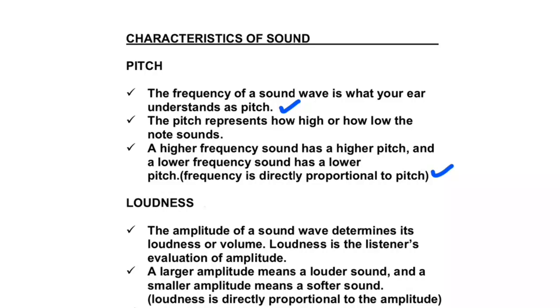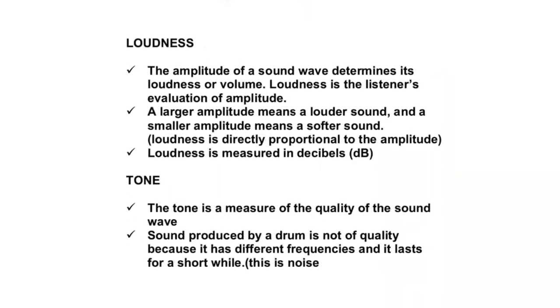Right, let's move to loudness. The amplitude of a sound wave determines its loudness or volume. Loudness is the listener's evaluation of amplitude. A larger amplitude means a louder sound. Loudness is directly proportional to the amplitude. Loudness is measured in decibels. I'm sure you've seen this unit in electronic devices. That is the unit for loudness, decibels.